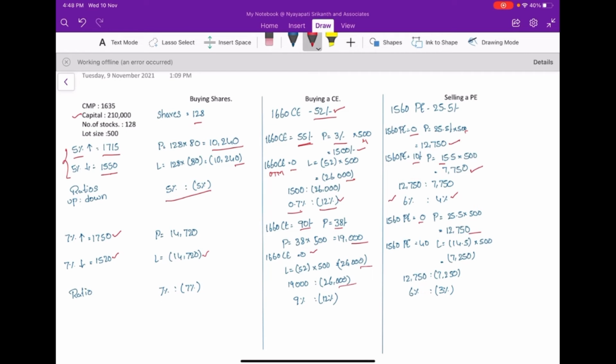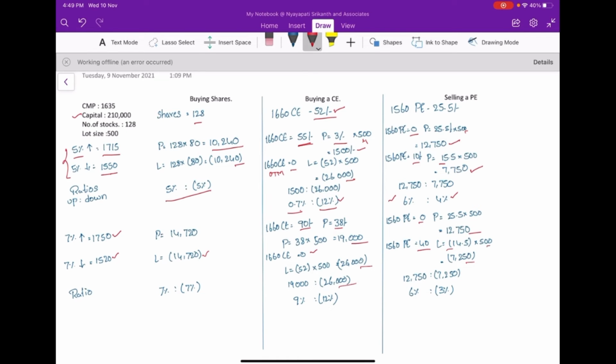And the 1560 put option expires at 40 rupees. As you received 25.5 already while selling the option, now the loss will be 14.5 rupees. When multiplied with the lot size, the loss is 7,250.